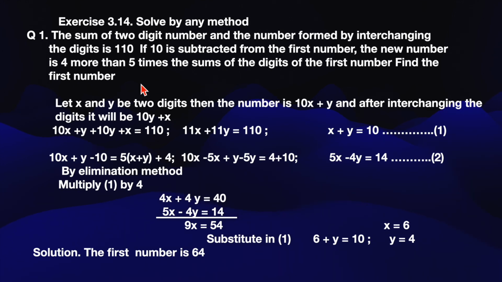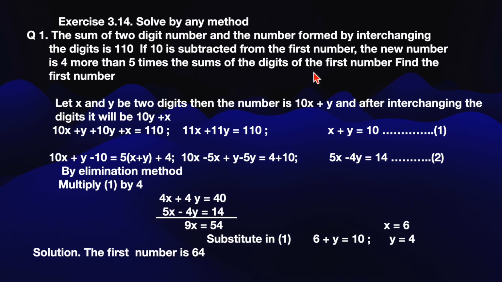So here we understand that the number is a two-digit number. That means it will have 2 digits. Like any other number, 37, 48, these are all 2-digit numbers. So supposing the tens digit is x and let the unit digit be y. So here let x and y be the 2 digits, then the number is 10x plus y. So this is what we have to find out. We have to find the value of x and y.